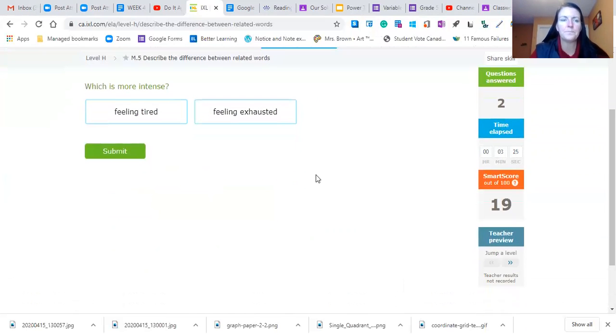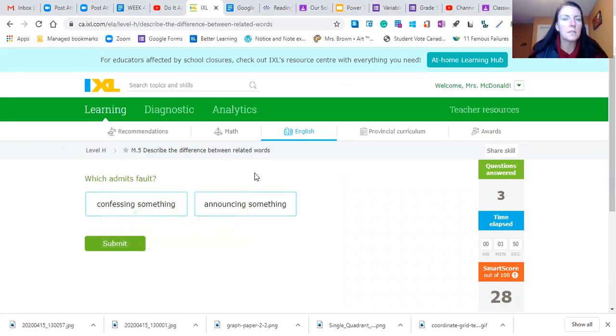Right. Which is more intense? Feeling tired or feeling exhausted? Okay. It's a lot more of an intense feeling. Exhaustion, like you ended a marathon, you're so exhausted. Feeling tired, you're like, you could carry on a little bit, right? Feeling exhausted is when you're at your end. All right, good. So these are good words to use.